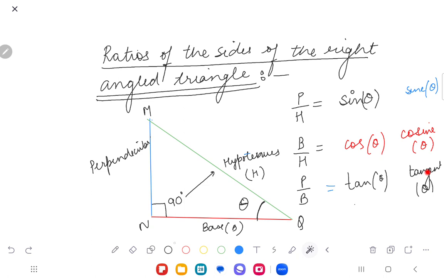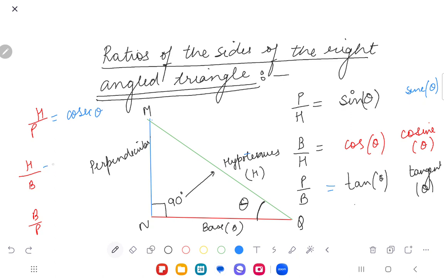But is it necessary that you would be doing this ratio P over H? Couldn't this ratio be H over P? Couldn't this ratio be H over B? See, it doesn't matter, no? Anybody can think the ratio in any way. So basically, all the mathematicians gave this certain name. So H over P is going to be what? It is going to be cosec theta. So H over P is called cosec theta.